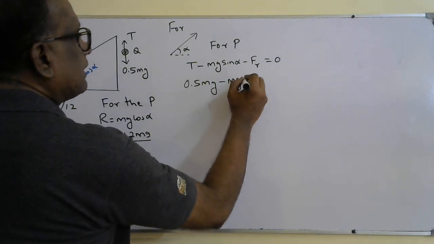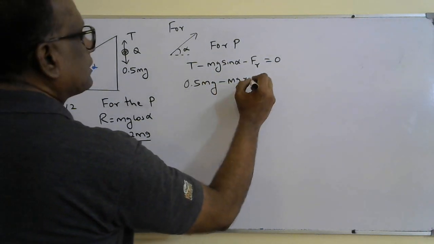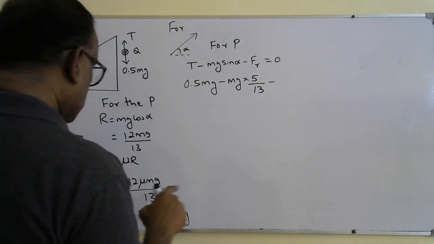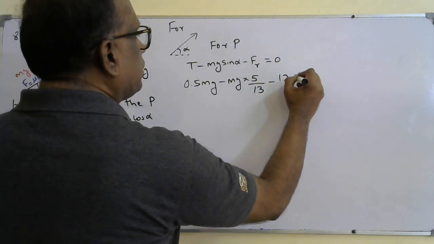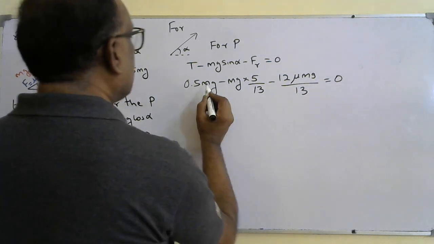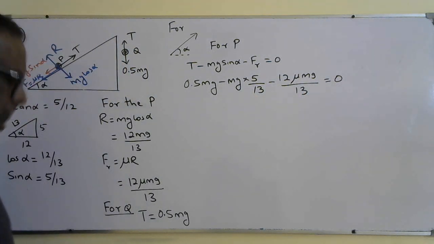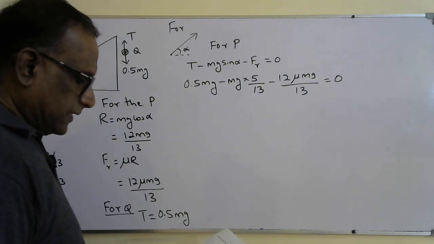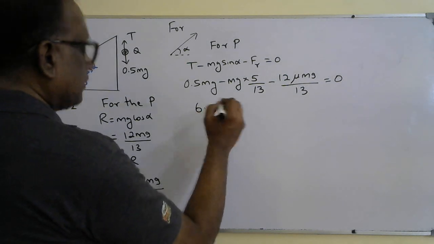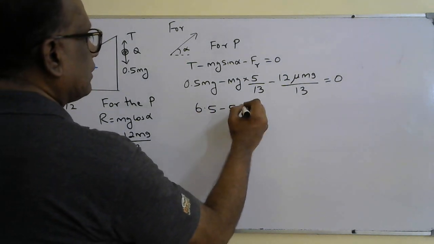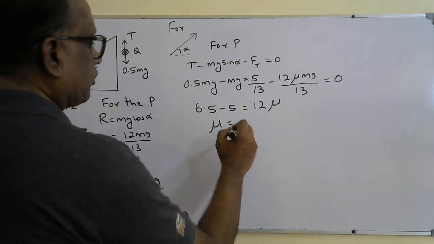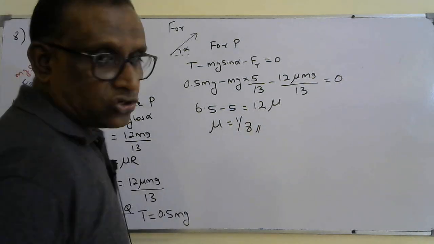minus mg sin alpha, which is 5 over 13, minus Fr is equal to 12 mu mg over 13, equal 0. All the mg will get cancelled. So solve it, you will get 6.5 minus 5 equal 12 mu. Find the mu. Solve it, you will get 1 over 8. That's the coefficient of friction.